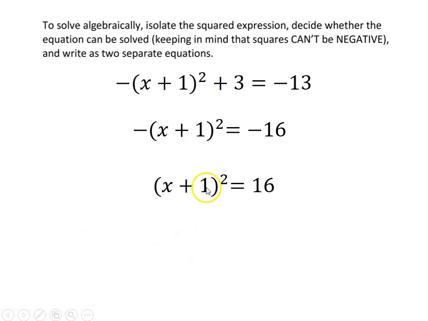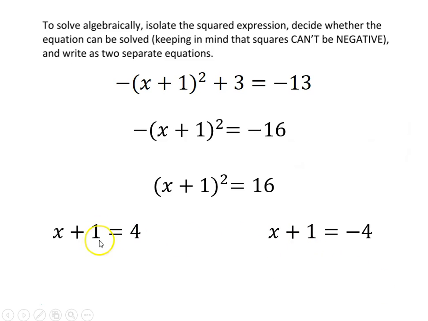So now we ask ourselves, well, what squared is 16? What number needs to be inside this parenthesis so that it's squared and equals 16? Well, that's going to be negative 4 and positive 4. So x plus 1 can be equal to positive 4 because positive 4 squared is 16. Or x plus 1 could be equal to negative 4 because negative 4 squared is positive 16 also.